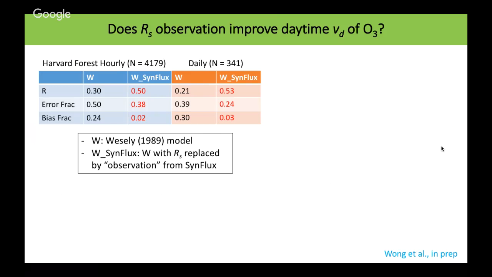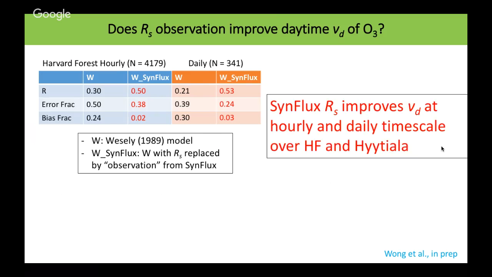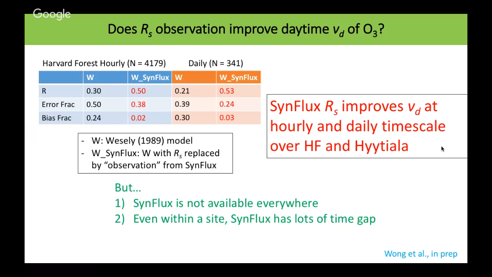at least in Harvard Forest and Hyytiälä, where stomatal uptake generally dominates during the growing season, it actually works and it improves the prediction on both hourly and daily time scales, and corrects both the bias and error of the Wesely scheme. But this is directly applying the FLUXNET data to replace the stomatal conductance, but FLUXNET is not available everywhere at any time. So we have to explore how FLUXNET can help us model stomatal conductance.